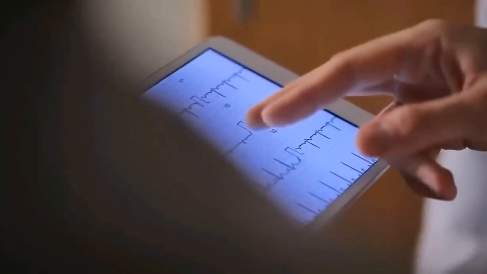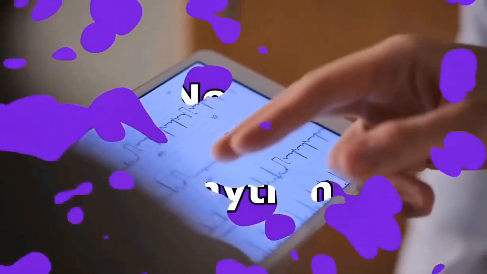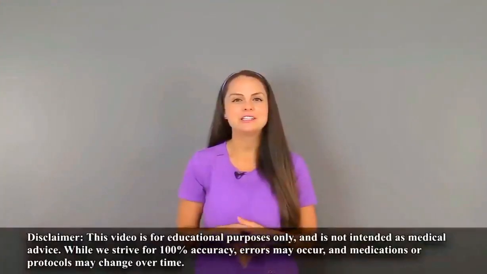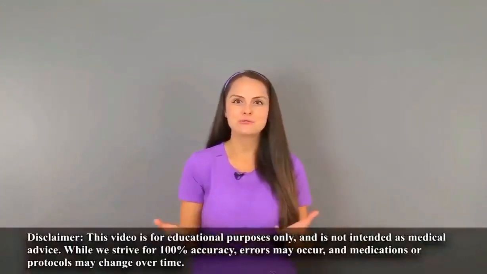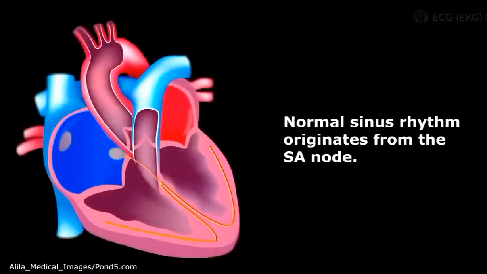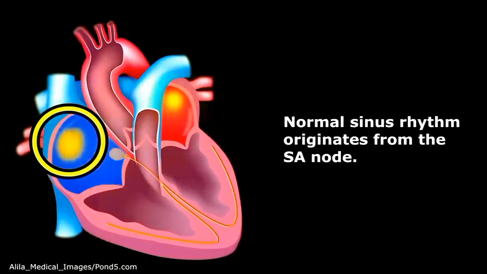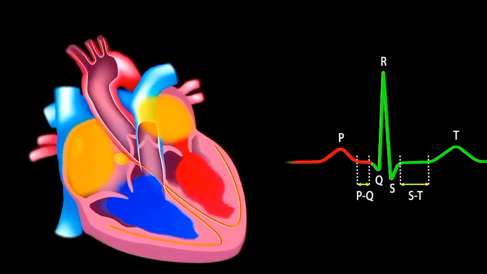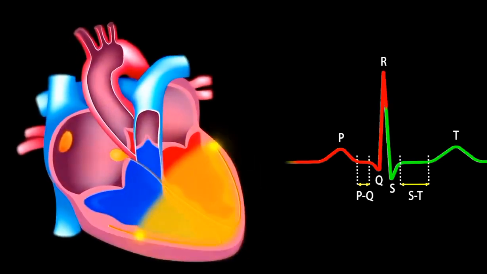Some of the most important rhythms you'll need to know in nursing. First, let's look at normal sinus rhythm. In order to interpret an ECG, you have to know what it should normally look like. With sinus rhythm, this rhythm originates from the SA node, which is known as the sinoatrial node. The SA node is really the beginning part of the electrical conduction system, and this is where we want our heart rhythms to originate so we have a normal rhythm in our patient.